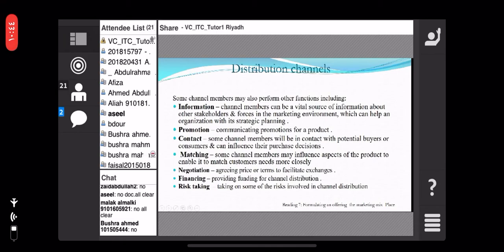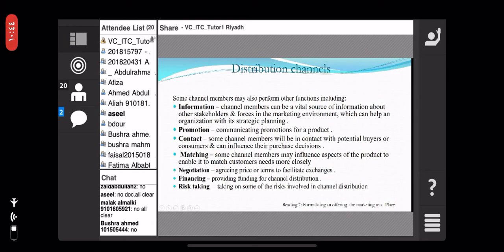Matching: some channel members may influence aspects of the product to enable it to match customers' needs more closely. Matching, this is comparison actually. Negotiation: agreeing price or terms to facilitate exchanges. They are always negotiating. For example, let me sell your product, then I will pay you. So basically, this is a negotiation process. Financing: providing funding for channel distribution.